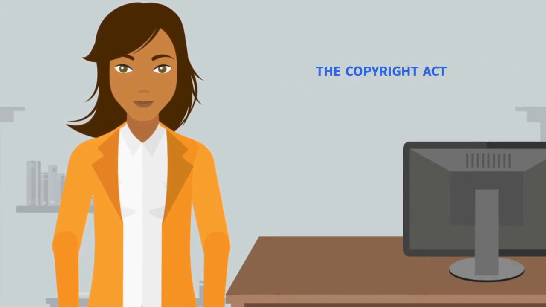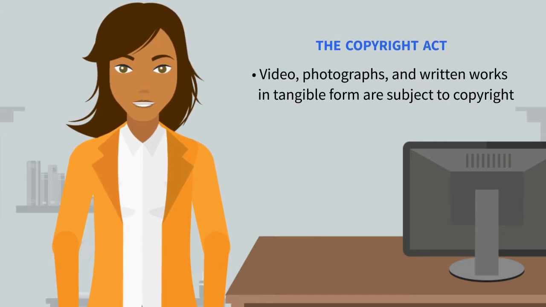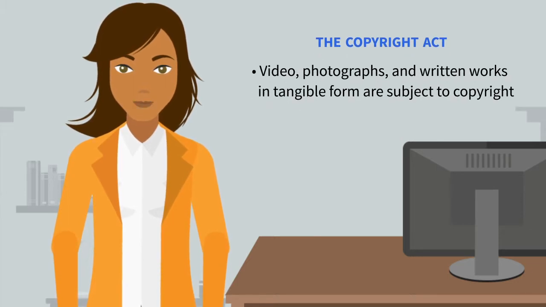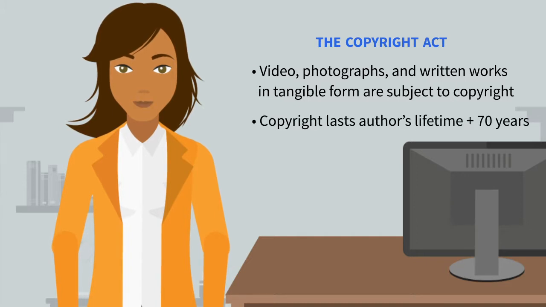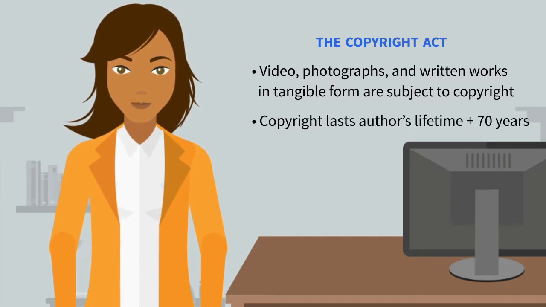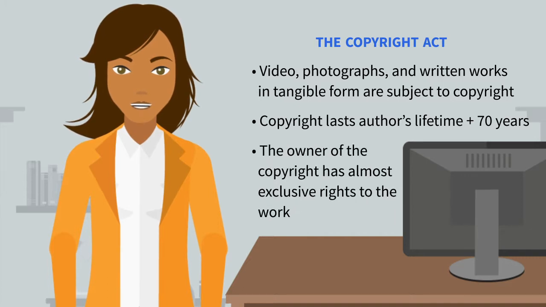It all starts with the Copyright Act, which protects original creative work. For example, works such as videos, photographs, and written works in tangible form are all subject to copyright. For works published after 1977, the copyright lasts for the author's lifetime plus 70 years. The author of the work, that is to say, the owner of the copyright, has almost exclusive rights to make copies, share, distribute, publish, and display the work.